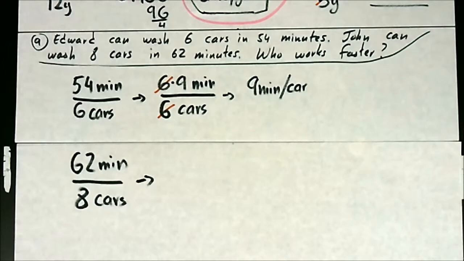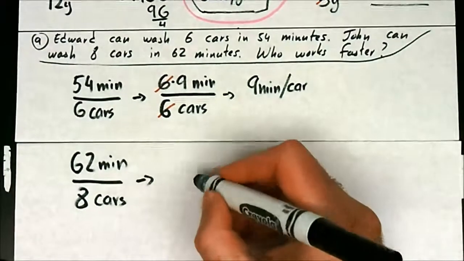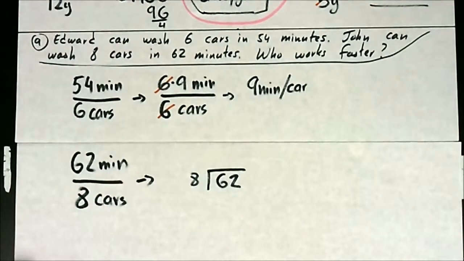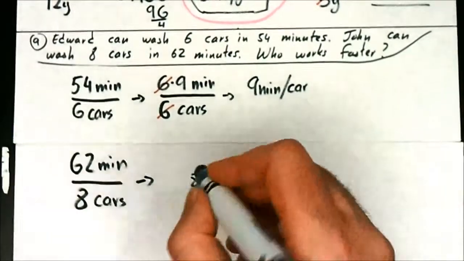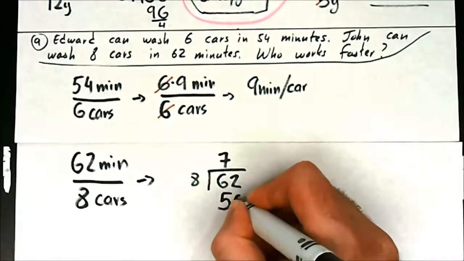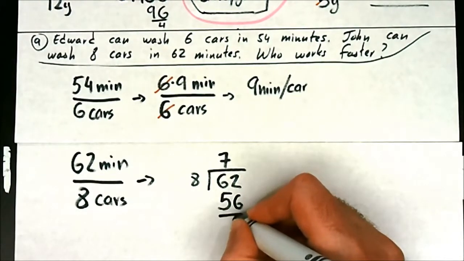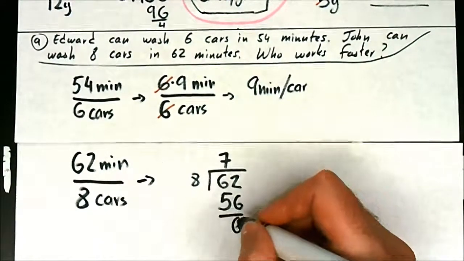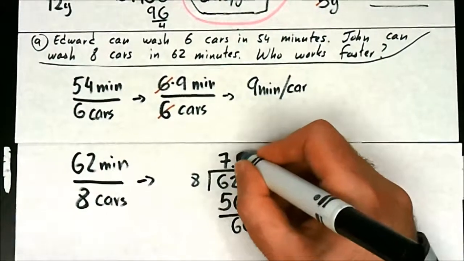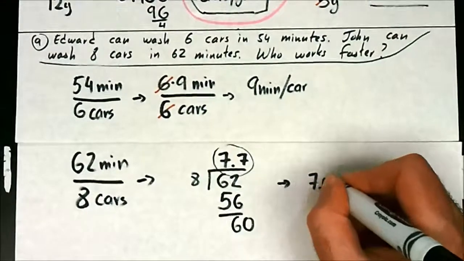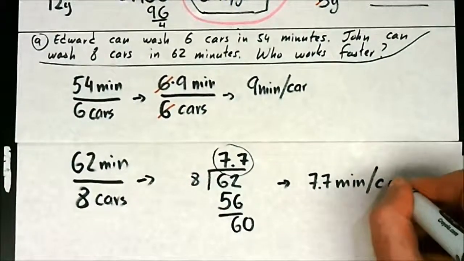Well, unfortunately, 8 does not go into 62 evenly. So what we need to do is use long division. How many times does 8 go into 62? 7 times, and that's 56, which leaves me with a remainder of 6. And 8 does not go into 6, so I would add a decimal there. That's 60, 7 again, and that's good enough for me. I don't need to go any further than that. So 7.7 minutes per car for John.